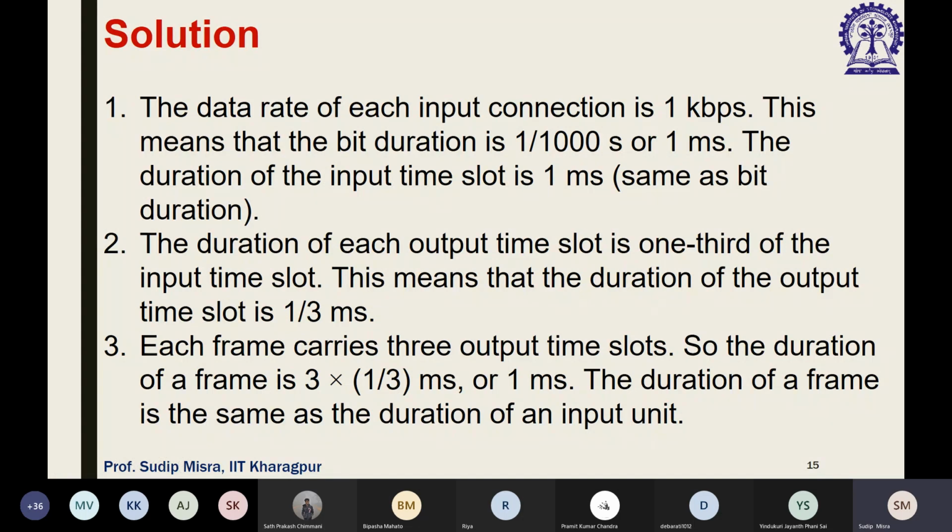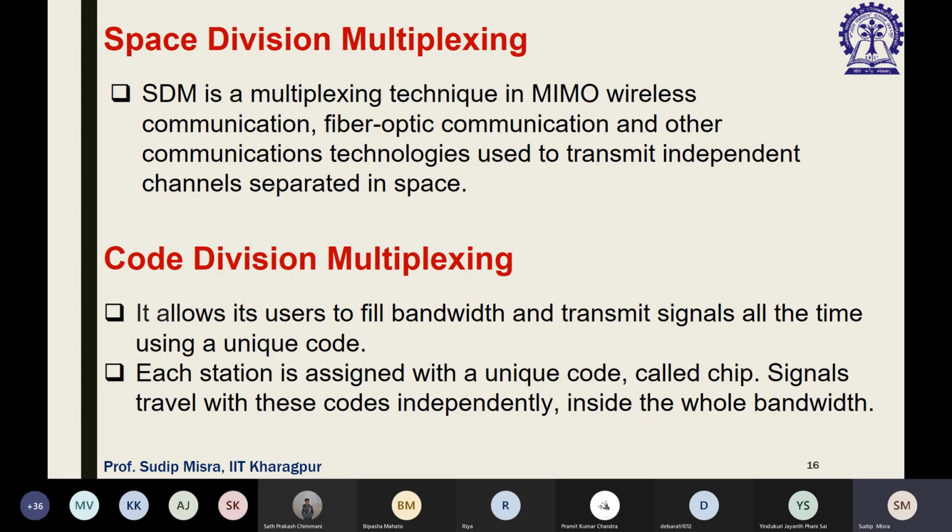Okay. So there is also something called space division multiplexing and code division multiplexing, which we are not going to cover here, but that doesn't mean that these are not important. These are simply out of the syllabus of this particular course. But when you go for wireless communications like 5G, 6G, etc., space division multiplexing in cellular communication is a very important concept, right?